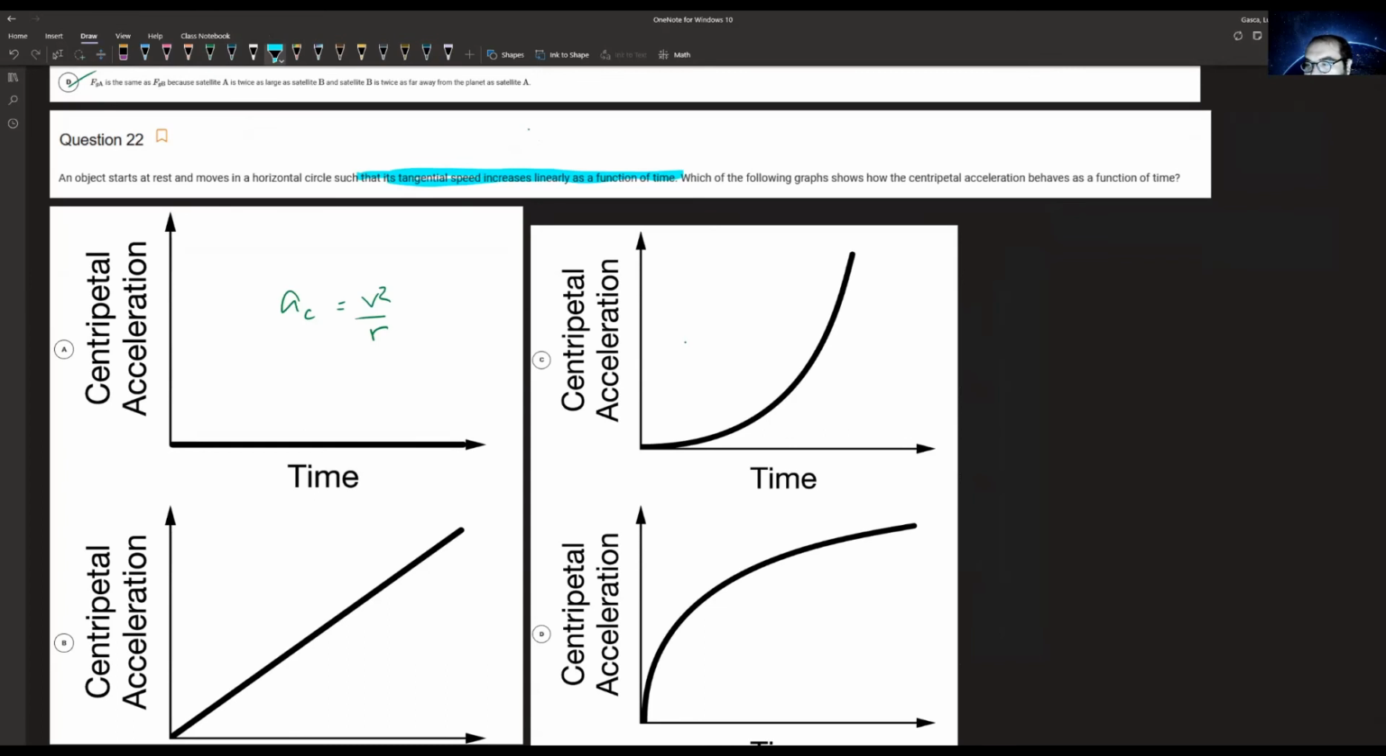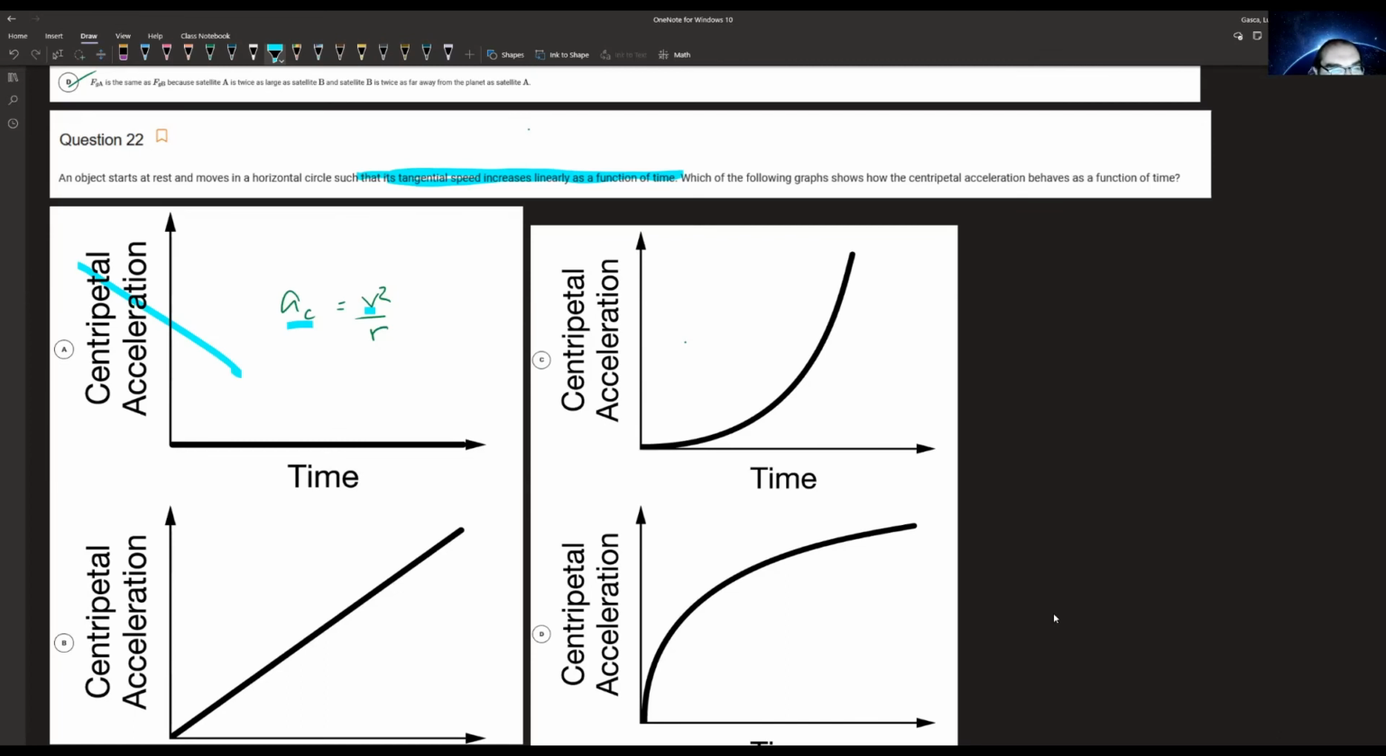Okay, we'll go ahead and end the polling right about now. So if we look at this, the centripetal acceleration is proportional to v squared. Now the velocity, or the tangential speed, is going to be increasing. So because it's moving faster and faster, we need a larger acceleration to change our velocity's direction. So we should have something that is increasing.